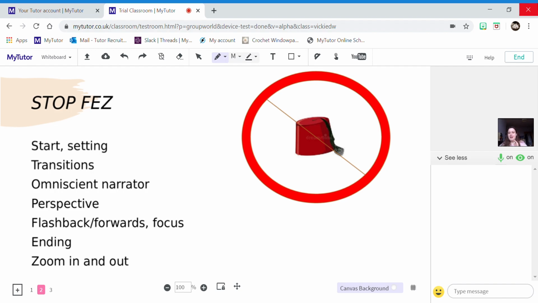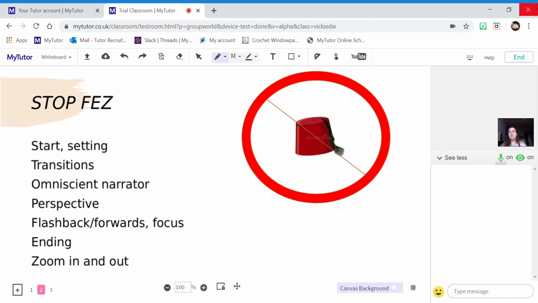So start, setting, transitions, omniscient narrator, perspective, flashback and forwards, focus, ending and zoom in and out. So some of these are pretty self-explanatory. So for example, start and ending, so that's just what's going on in the text, what's our focus in those parts. Setting, what we're being told about it, why we're being told about it, what's the position of it in the text. Transition, so this could be moving from large chunks of the text to another.